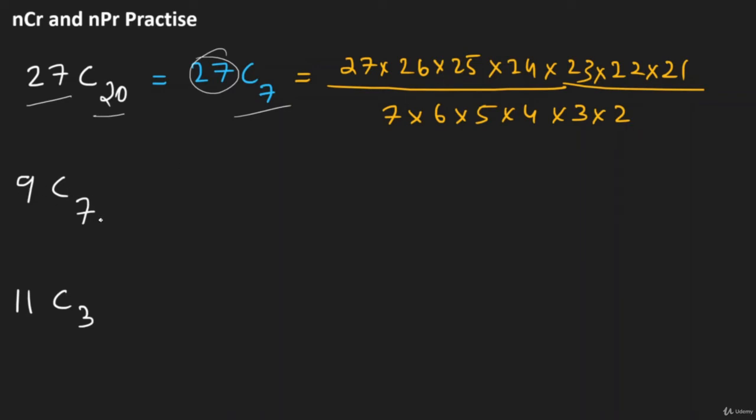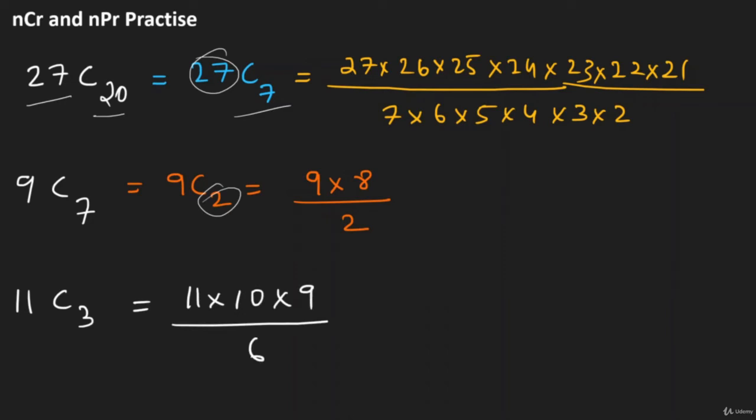What about 9C7? 9C7 is equal to 9C2, right? And in the numerator you will just have 2 numbers, that's 9 into 8 divided by 2, right? What about 11C3? In the numerator you have 3 numbers, that's 11 into 10 into 9 divided by 3 factorial, which is equal to 6. So in this way you will be able to quickly solve these type of expressions, right? So what's 9C7? That's 9 into 4, which is 36, right? Similarly, what's 11C3?